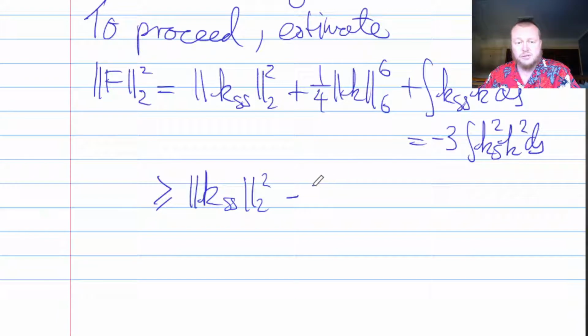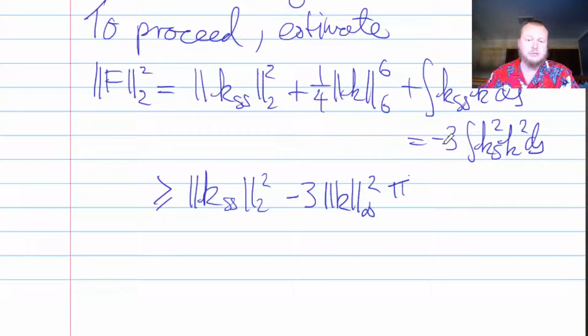Okay, so we're estimating from below, -3. And we can take the k out in L infinity, and then we can estimate the ks squared using Wirtinger to get it in terms of this one. And so that's what we'll do. So we'll take this out in L infinity squared, and then the price we need to pay is a constant. It's going to be pi over L. Pi squared over L squared. Oh, sorry, L squared. Pi squared over L squared, I think.